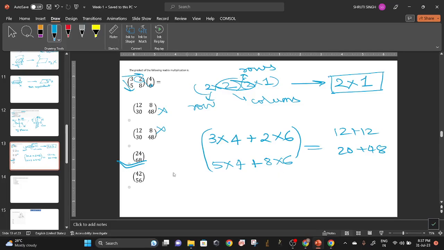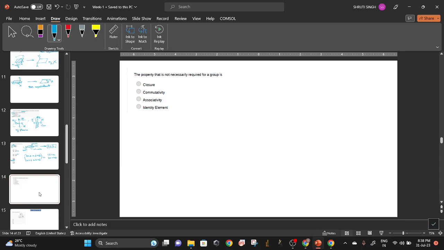Okay, let's move ahead. The third one: the property that is not necessarily required for a group is closure, commutativity, associativity, identity. Now this is what I was telling in the beginning of the class, that I will first tell you what a group is. Group is a mathematical concept. It has not come from the chemistry point of view. Now what is a group? A group has two elements. First of all, one is the set, one is the operation.